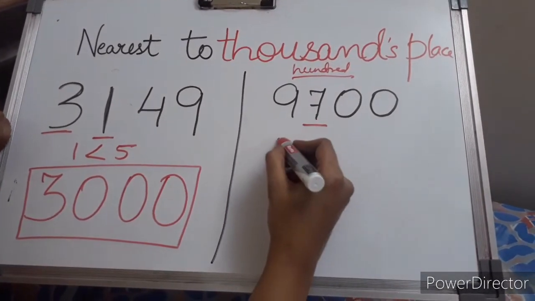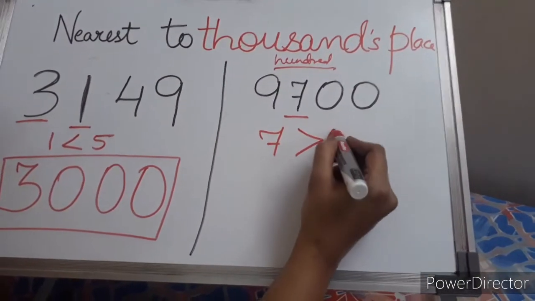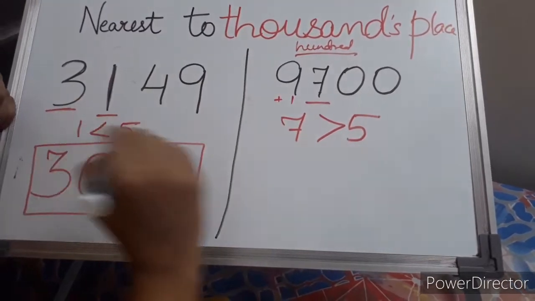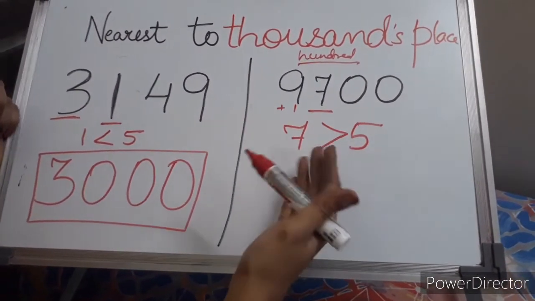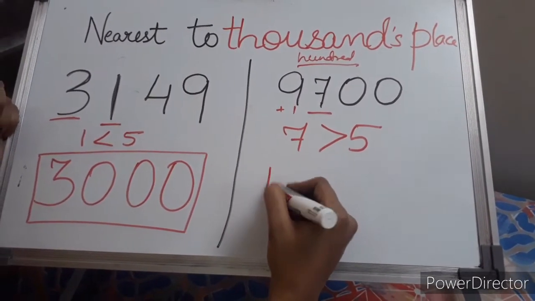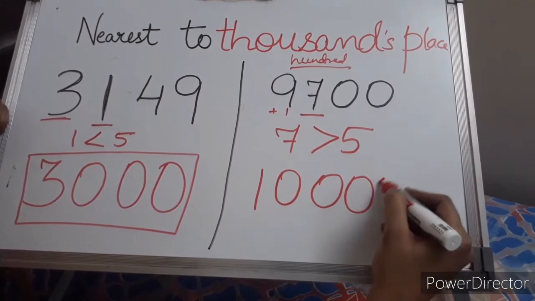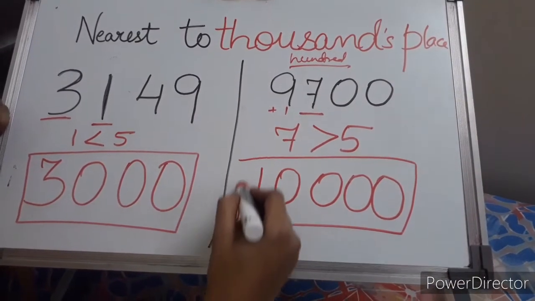And similarly we will do for this one, where the digit 7 is greater than 5. We will just add 1 to the nearer digit because it is equal to 5 or greater than 5. So the answer will be 10,000. Hope you are clear up till here.